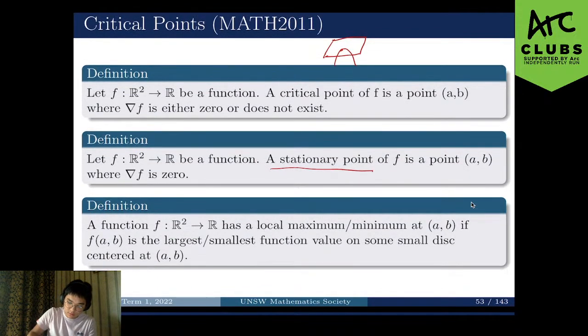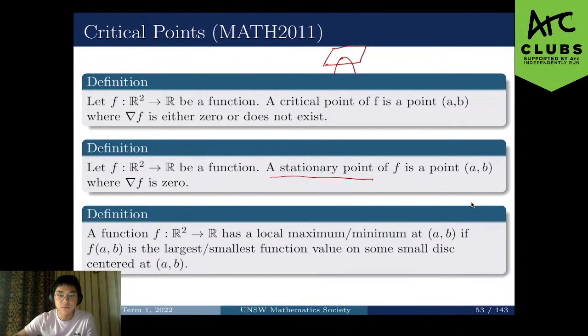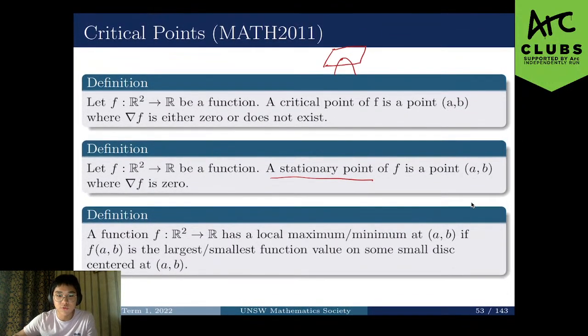And a function has a local maximum or minimum if it's the largest or smallest function value on some small disk. So a global maximum is for the whole space, but if we're looking at local maximums and minimums, we just look at a certain disk.